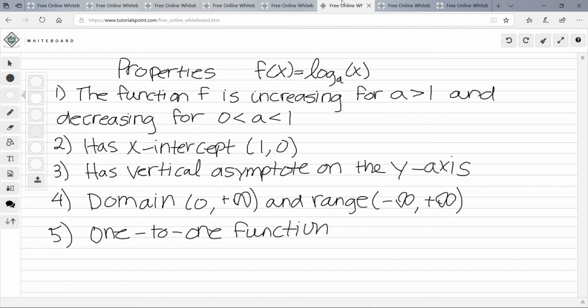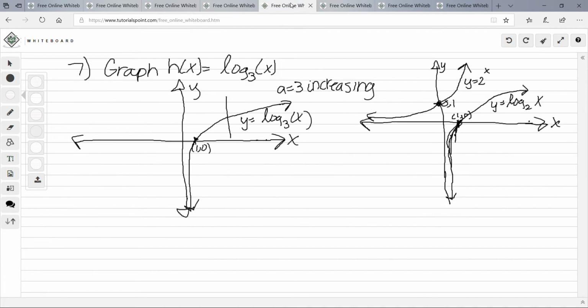And it has a vertical asymptote on the y-axis. Yes, that's true, because look, it gets really close to the y-axis, but it never touches, and so that is like a vertical asymptote.